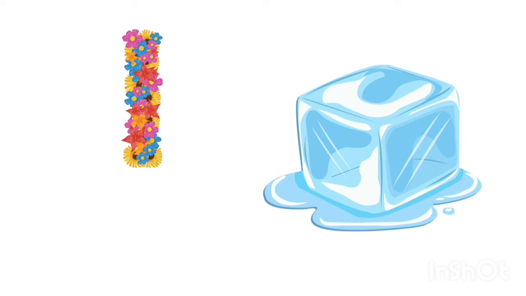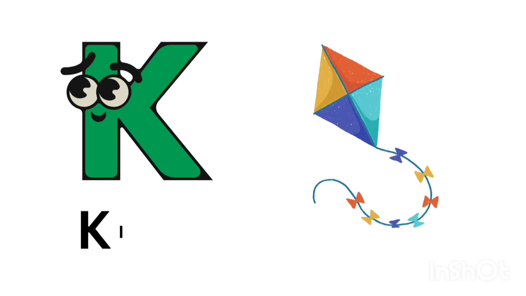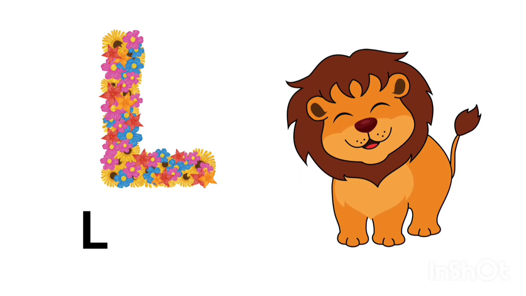I. I for ice. I, C, E. J. J for jar. J, A, R. Jar. K. K for kite. K, I, T, E. Kite. L. L for lion. L, I, O, N. Lion.